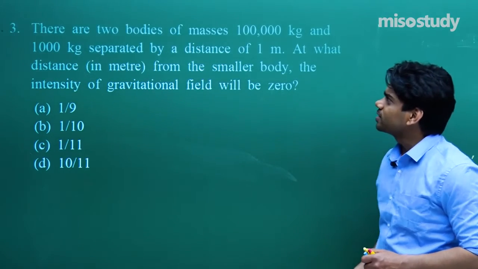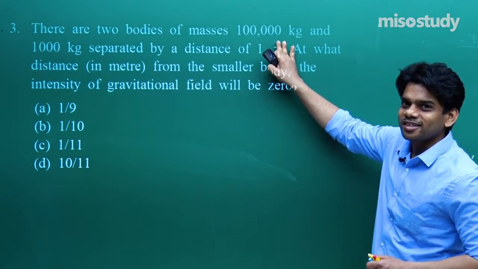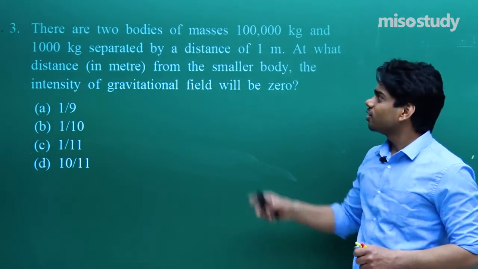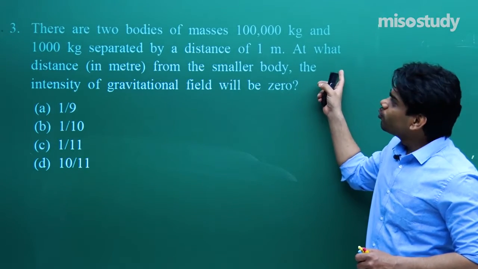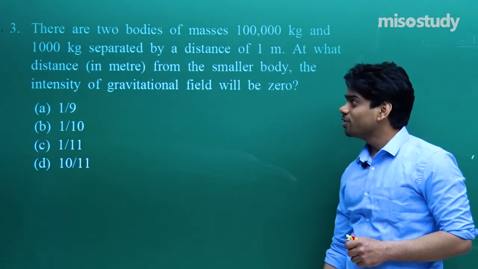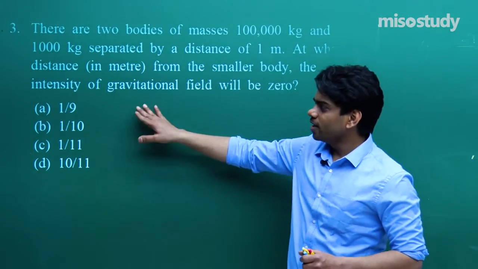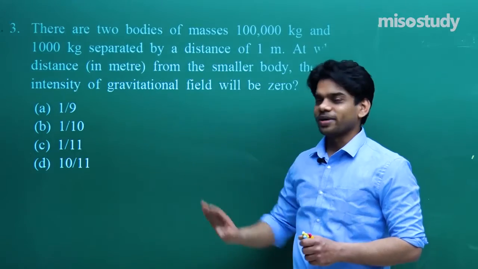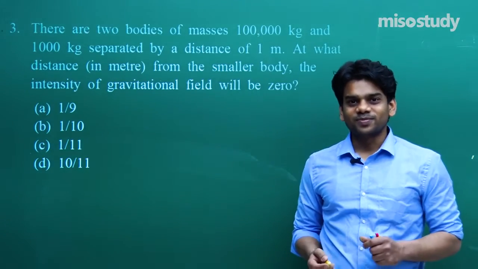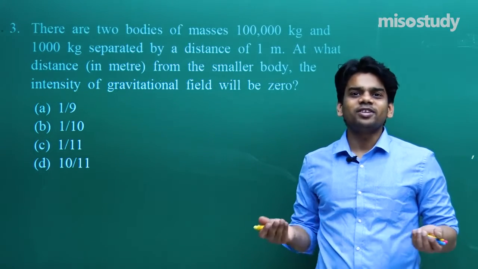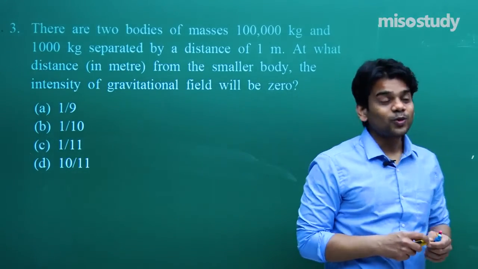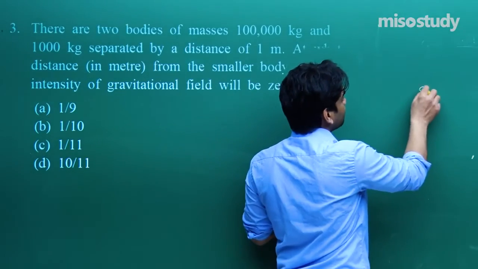There are two bodies of masses 100,000 kg, that is equal to 1 lakh kg, and 1000 kg, separated by a distance of 1 meter. At what distance in meters from the smaller body will the intensity of the gravitational field be 0? A 1 by 9, B 1 by 10, C 1 by 11, D 10 by 11. Now it's given that the masses are 1000 kg and 100,000 kg. It's not given whether they are point masses or not, so we have to treat both as point masses, although they are of huge mass.